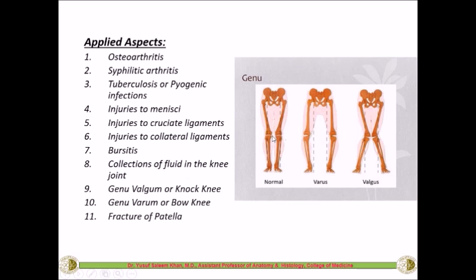Injuries to the collateral ligament are also seen when there is any trauma to the knee and displacement of the tibia and the fibula. And bursitis: because there are a lot of bursae around, they get inflamed, and I named some of them: the housemaid's knee as well as the clergyman's knee. These are inflammations of the bursae, which is called bursitis.